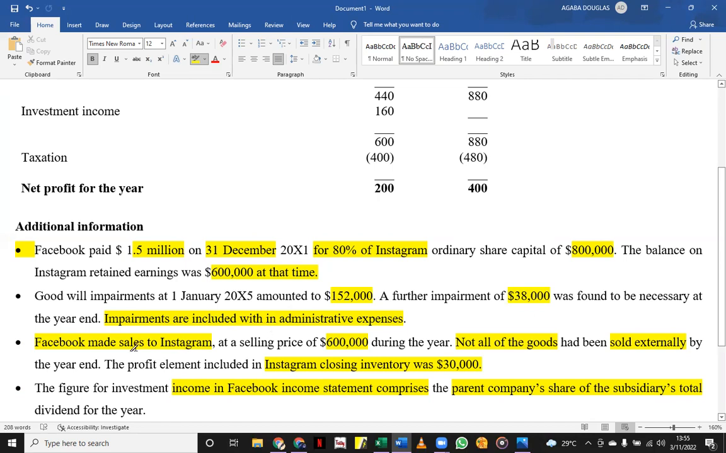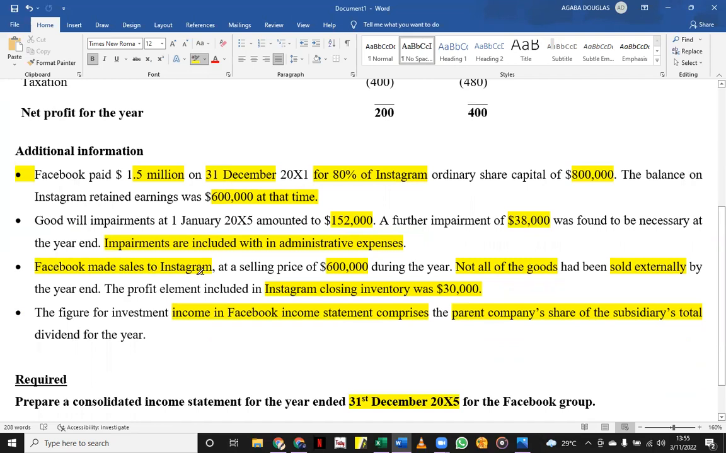And then Facebook made sales to Instagram at a selling price of 600. And if you've been paying attention, you know by now that we are going to less these sales on both the sales and then on the cost of sales during the year. And then they are telling us that not all of the goods had been sold externally by the end of the year. So it's not a crime for a parent to sell to a subsidiary as long as the parties sell to a third party all the items that they might have intertraded.